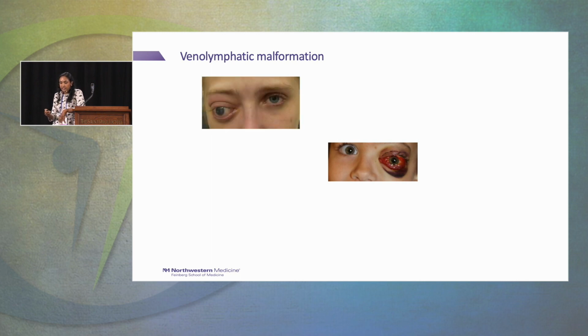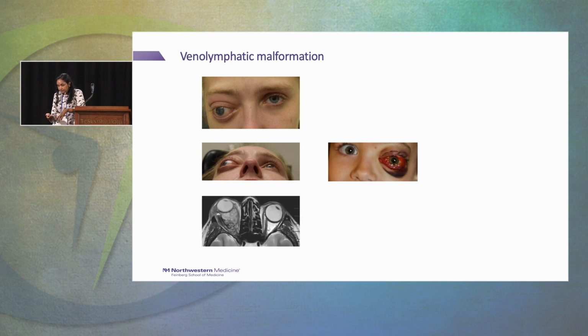Here's another young lady with a chronic venolymphatic malformation causing proptosis, compromised vision, and disfigurement. And you can see how these are really involved. You might see a little mulberry patch on the conjunctiva sometimes, but it's the tip of the iceberg. They usually expand very far posteriorly into the orbit and are very difficult to treat surgically because of how adjacent they are to orbital structures and to the orbital vasculature.